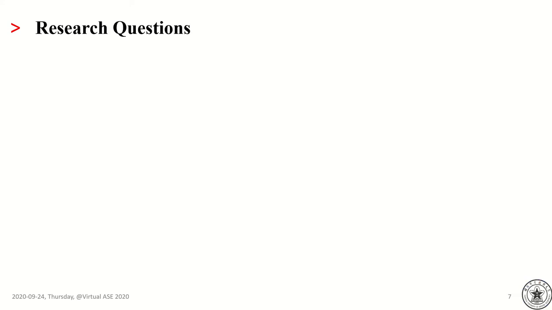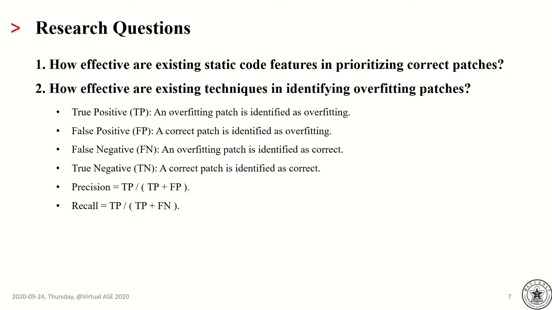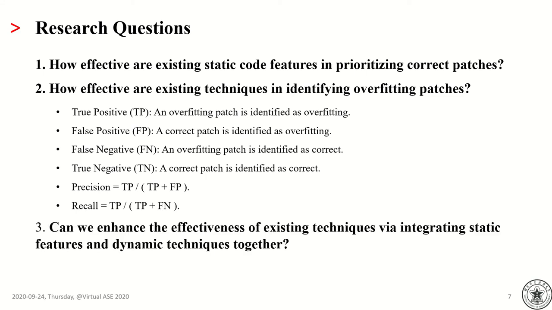In this paper, we focus on 3 research questions. First, how effective are existing static code features in prioritizing correct patches? Second, how effective are existing techniques in identifying overfitting patches? Note that our goal is to identify overfitting patches. Thus, we define true positive as an overfitting patch identified as overfitting. In the end, we further seek to investigate whether combining static and dynamic techniques can achieve better performance.